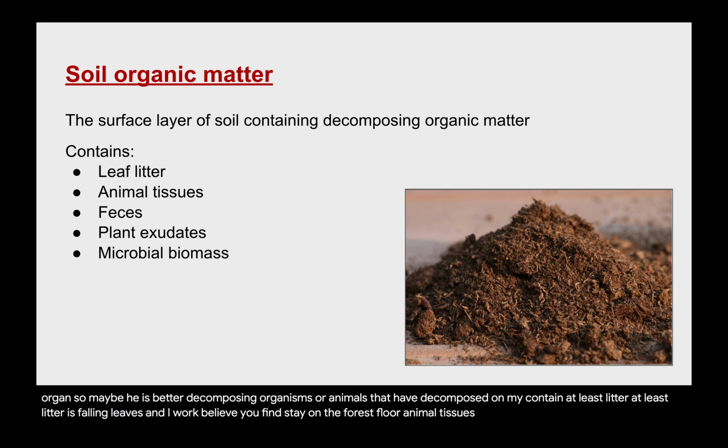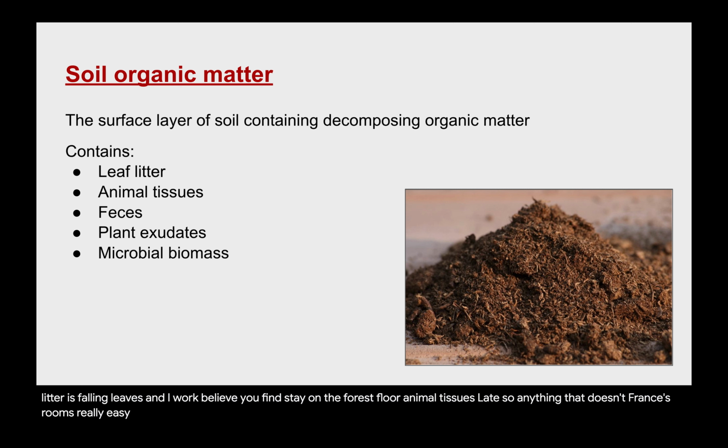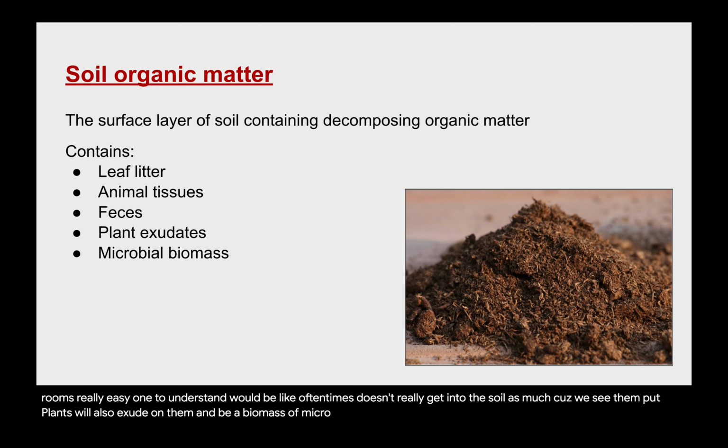Animal tissues, feces, plant exudates, so anything that the plant might release. A really easy one to understand would be sap. Oftentimes this doesn't really get into the soil as much because we see it on trees, but plants will also exude other chemicals. And the biomass of microbes, so those small organisms in the soil. So soil organic matter contains things that are biologically active.